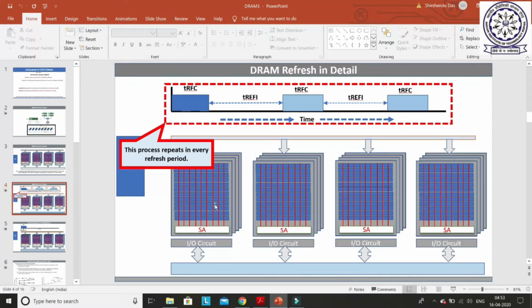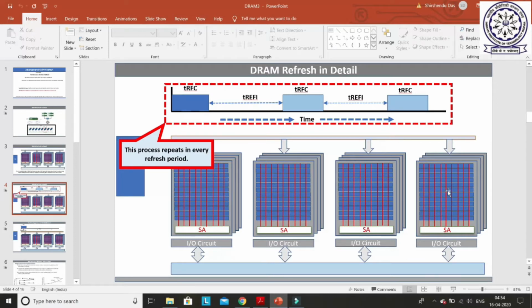For example, it may happen that the temperature of this chip is 85 degrees, this is 70, this is 60 degrees, but this is 95 degrees. If this is the condition, then in normal DRAM, we have to go for the worst case scenario. That means we have to assume that the temperature of the entire rank is 95 degrees. And if the temperature of the entire rank is 95 degrees, then the refresh period should be reduced from 64 millisecond to 32 millisecond. That means the rows must be refreshed very rapidly.